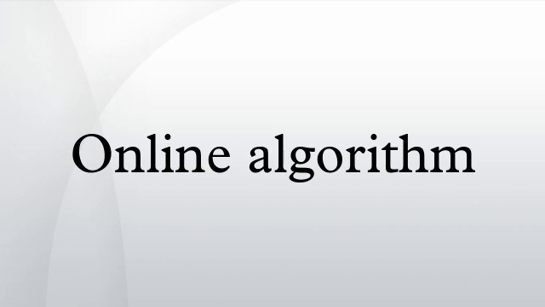References. Borodin, A., El-Yaniv, R. Online Computation and Competitive Analysis. Cambridge University Press. ISBN 0-521-56392-5. External links: bibliography of papers on online algorithms.